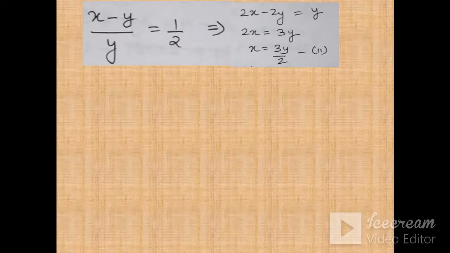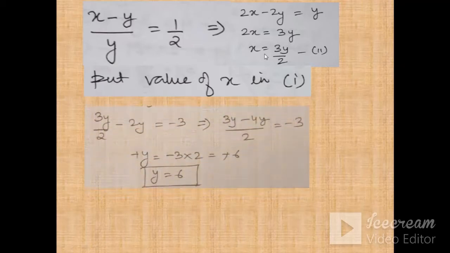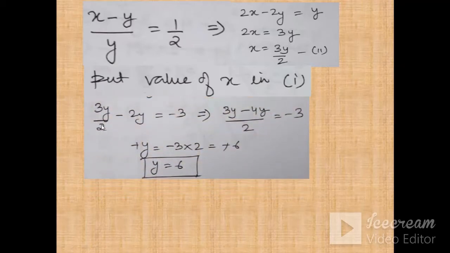Then according to the next condition, when the difference of the numbers is divided by the smaller number, the ratio becomes 1/2. So this will be the second condition. Do the cross multiplication, similarly as we have done in the previous question. So from here you will get x equal to 3y/2. Now we will put this value of x in the first equation, that is x minus 2y. So in place of x we have put 3y/2. Then after taking the LCM you will get 3y minus 4y over 2 equals minus 3. So after some simplification we get y equals 6.